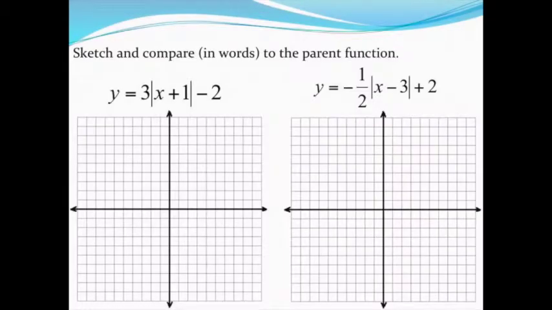Alright, let's graph this absolute value equation, at least sketch a graph of this, but first I want to make a comparison. I want to compare in words how this graph has changed from the parent function of the graph. Remember, the parent function is the most basic function, so the parent function is just y equals the absolute value of x, the most basic function in the family.